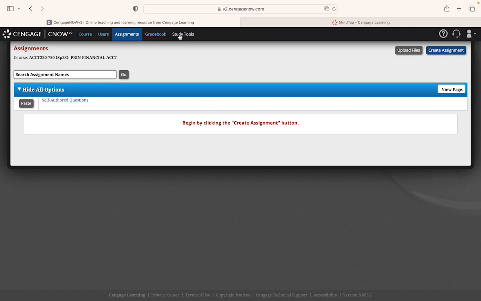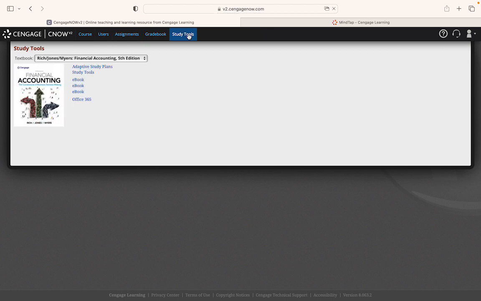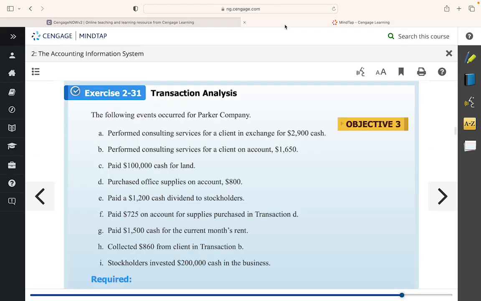Remember, over here on the right side, there is no link that says ebook, but the ebook is found in the study tools. You can come here into the study tools, and you can see they have different ebook links. I don't really know why. They're different versions of an ebook, so just find the one you like the best. I happen to like this one best, so this is the one I opened up.